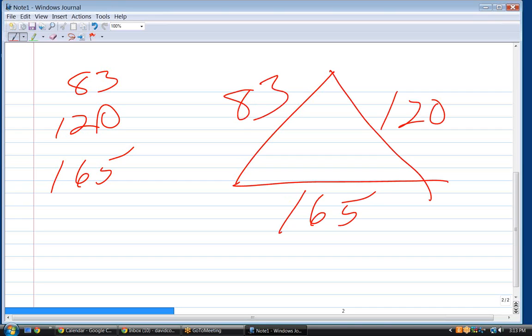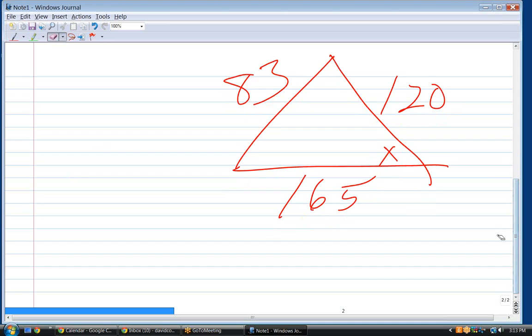And then we're supposed to find the angle that is formed by the sides that are 120 and 165. So this angle right here? Yeah. Okay. Let's talk about the law of sines and the law of cosines.